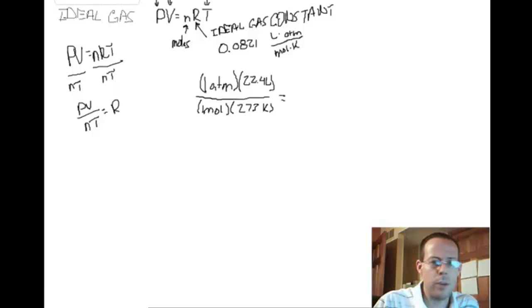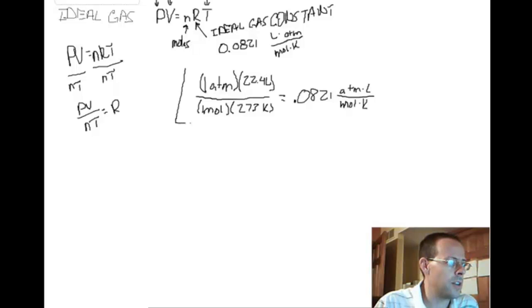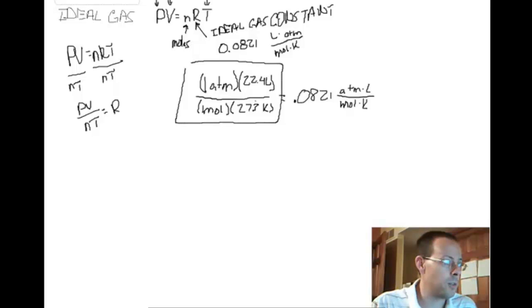So if we take 1 times 22.4 and divide it by 1 times 273, we get the value 0.0821. And notice our units, atmospheres, liters, all over moles Kelvin. Okay? So this value comes from our standard conditions for pressure, for volume, for moles, and for temperature. What will typically happen in questions like this is I will give you 3 of the variables, and you have to solve for the 4th variable.